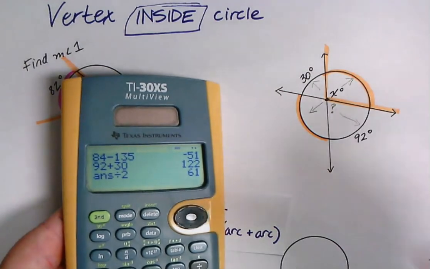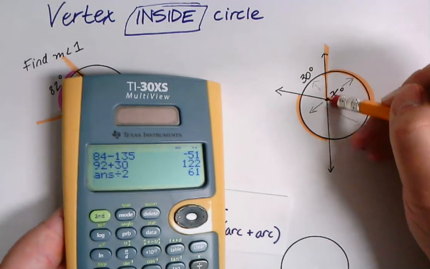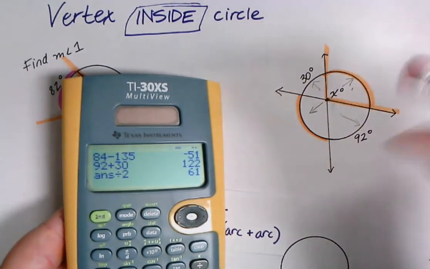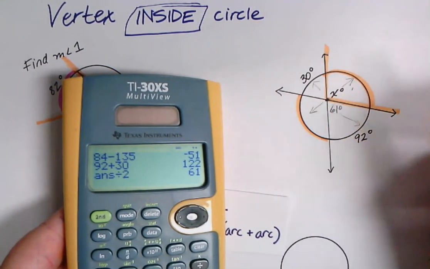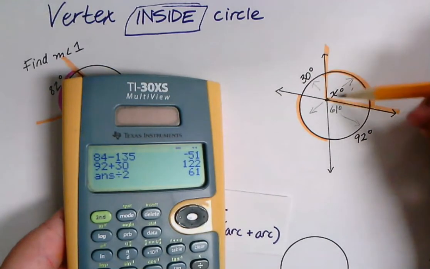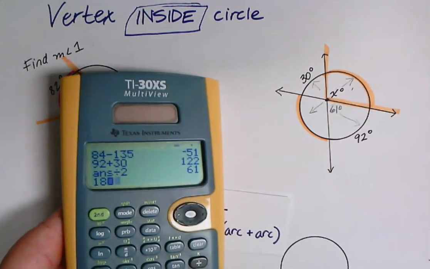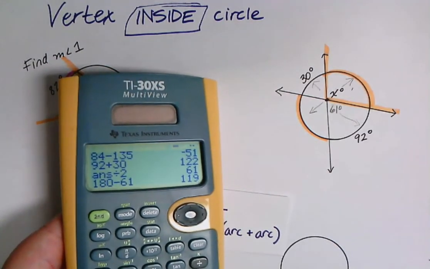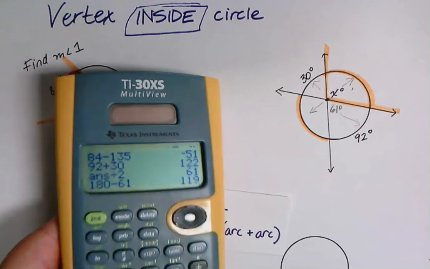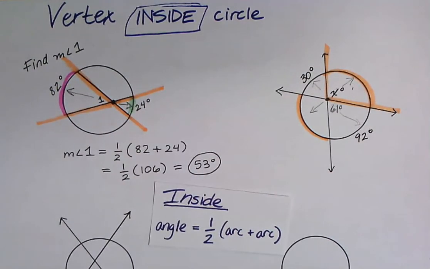So that tells me this question mark angle is 61 degrees. And so if I wanted to find X, I can just say, all right, 61 subtracted from 180 because linear pairs are supplementary. 180 minus 61 is 119 degrees. So X is 119. That's one option. Let's look at it the other way.